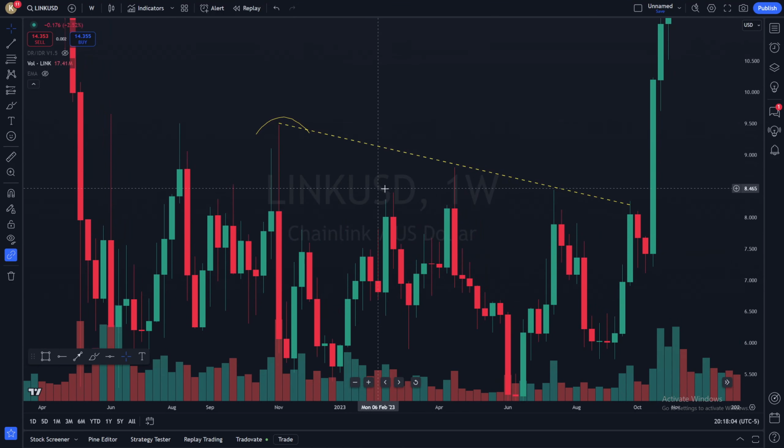So we have 1, we have 2, and then we have 3. What does that mean? That means there are stops. Usually people place their stops around.